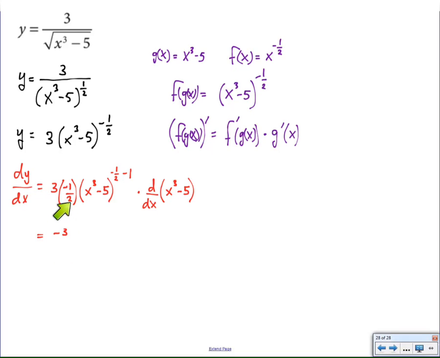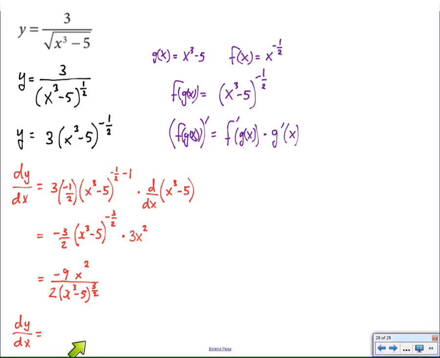Anyway, 3 times negative 1/2 is negative 3/2. Negative 1 minus 1/2 is negative 3/2. The derivative of x cubed minus 5 is 3x squared, and everything that happens afterwards is strictly cosmetic in nature. Obviously, this is one that definitely will require a technology check because there's a lot of things that could have gone wrong with my understanding, and fractions and negative exponent fractions, and on and on and on it goes.